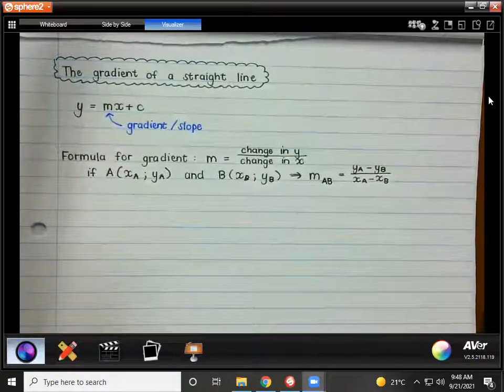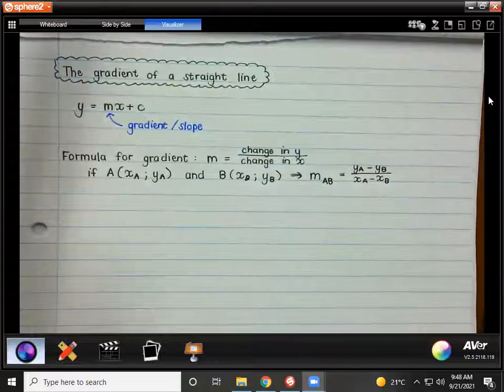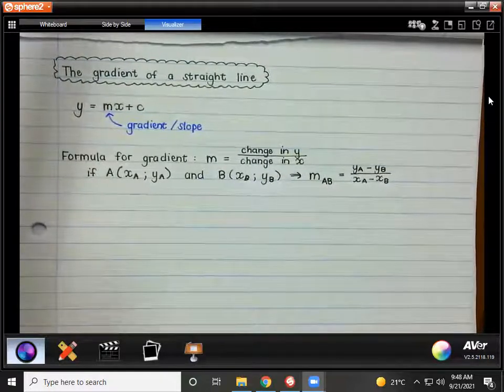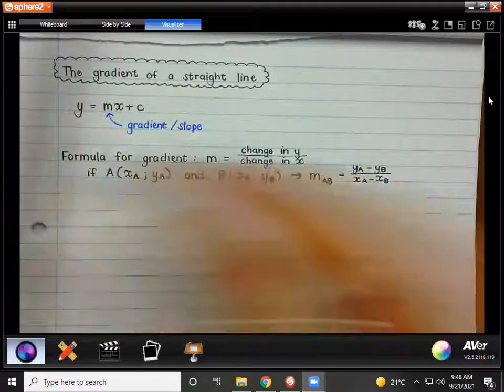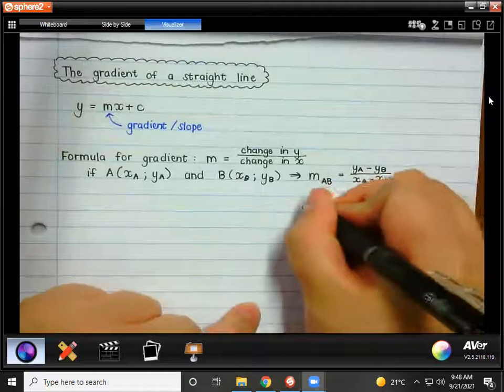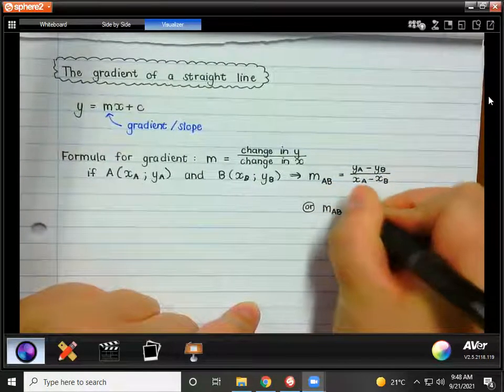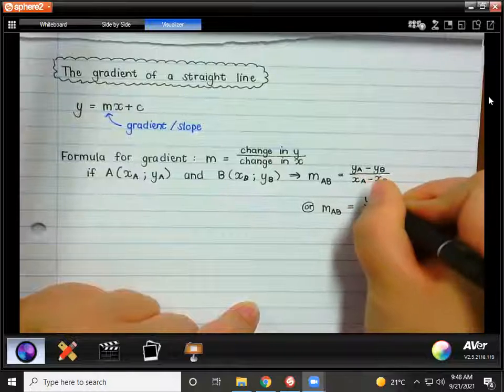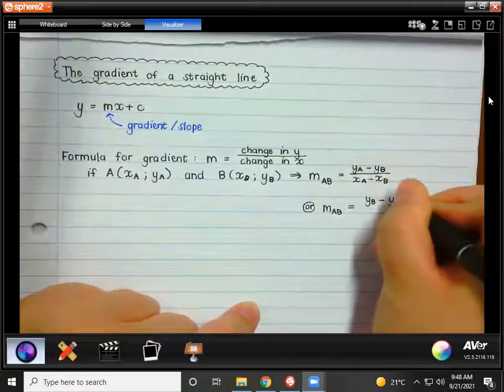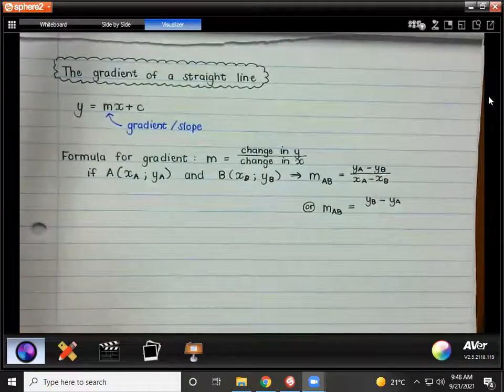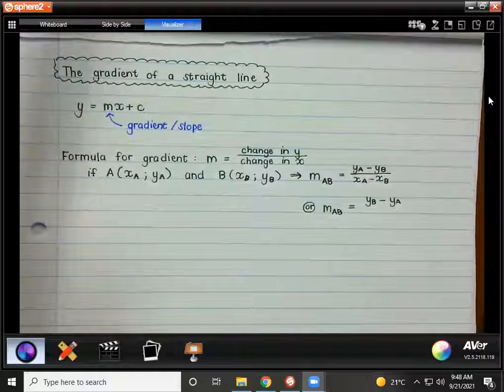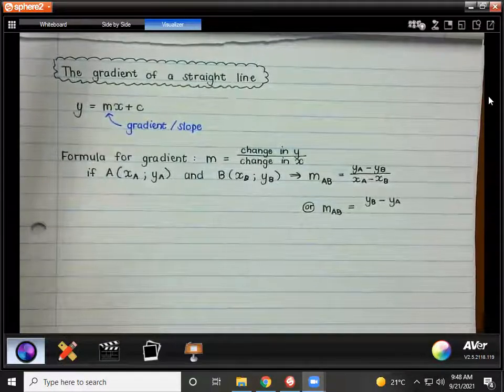Okay, so you're going to find the change in y, so one y value minus the other one, divided by the change in x, one x value minus the other one. But guys, you can also do it the other way around. So we can also calculate the gradient of AB by saying the y value of B minus the y value of A. It doesn't matter which one you start with. You can start with either one.